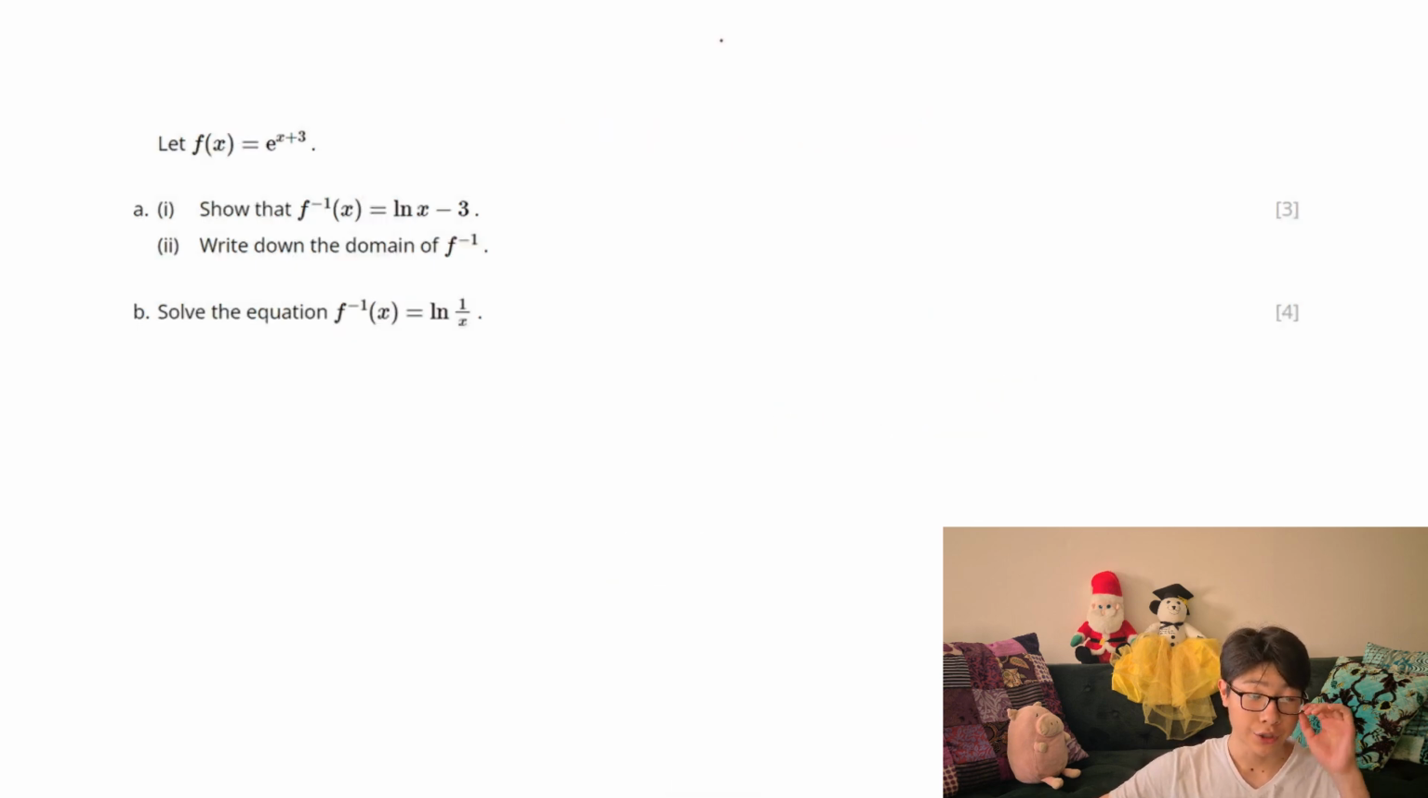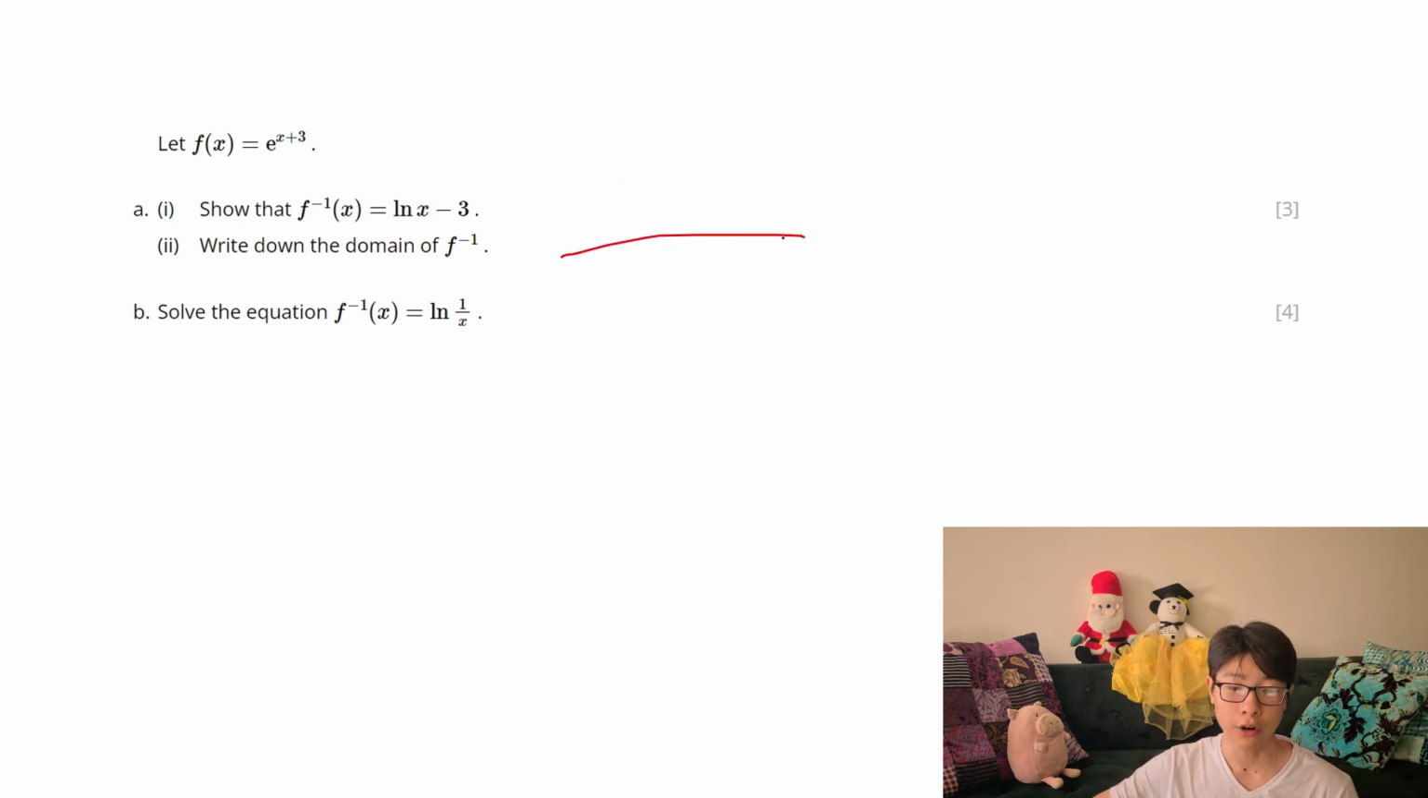And now for part A2, we want to find the domain of the inverse of this function. So we want to find the domain of this function right here. There are two ways to solve this question. One is we recognize what ln x minus 3 looks like, and we establish what the domain is. Or we can figure out the range of our original function, and that would be the domain of our inverse function, because the range of your original function will be the domain of your inverse, and vice versa. The domain of your original will be the range of your inverse. So you can solve it either way, but for now I'm just going to use the inverse function by itself.